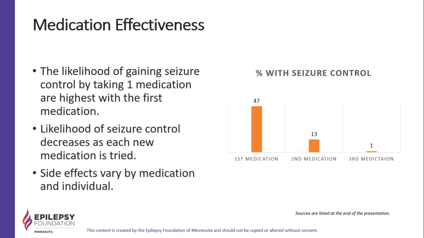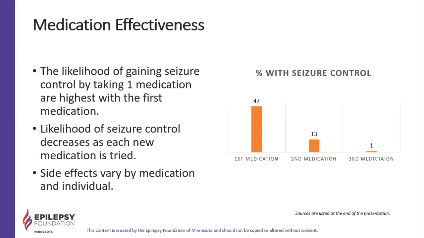We also know that there are some different statistics. Once one seizure medicine is tried, about 47% of the people on that first medication will get control. If they don't get control, they'll try a second medication. And in that second medication, about 13% get control. That's a second single medication. And then if they still don't get control at that third trial of a single medication, they end up at 1% or less chance of getting control.